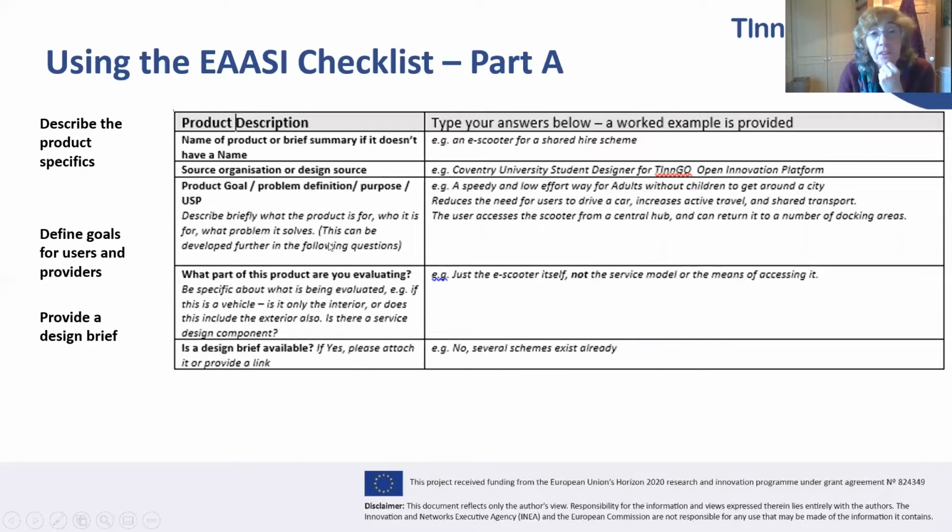So, for example, this is just part A, where you describe the specifics of the product, the name of the product, you define the goals for the users, for the providers. So you set out what you think your goals are. You provide the design brief, you specify what part of the product you're evaluating.